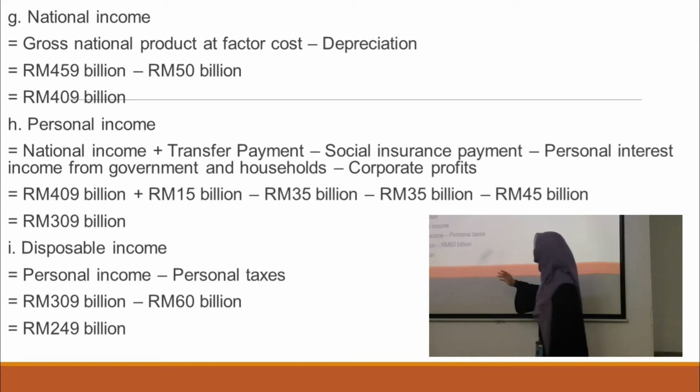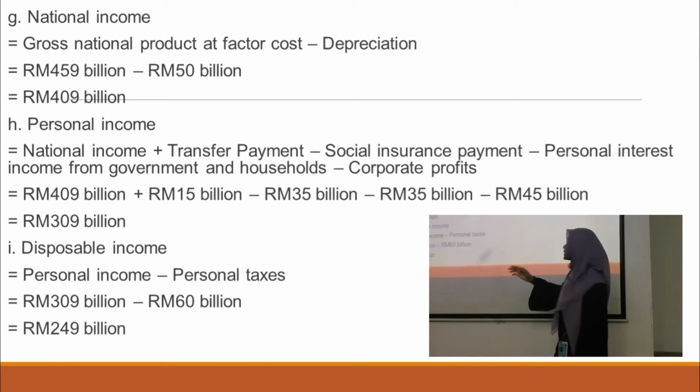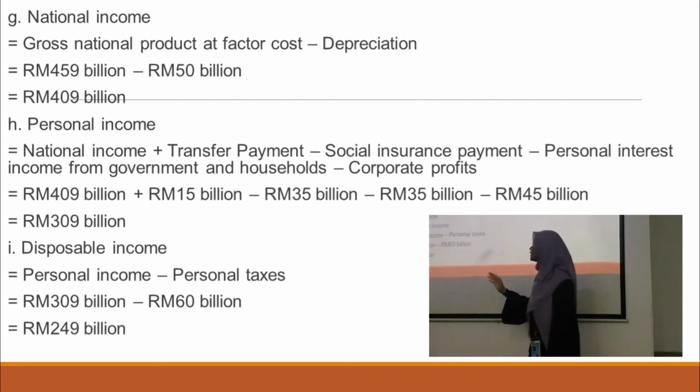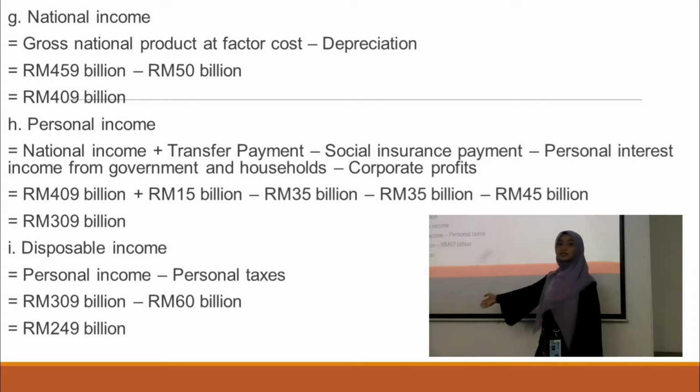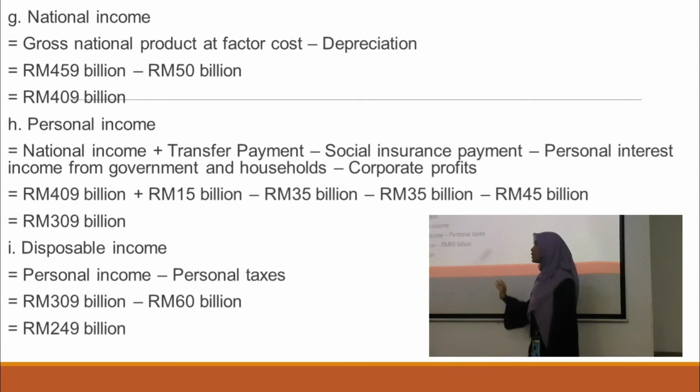For disposable income, we can see it is personal income minus personal tax. For RM 309 billion minus RM 60 billion, we can get the answer RM 249 billion.